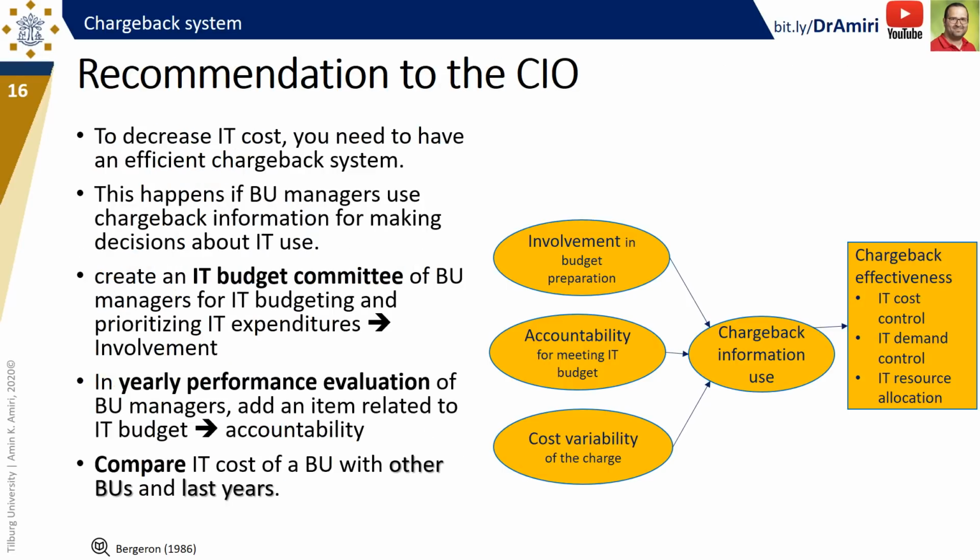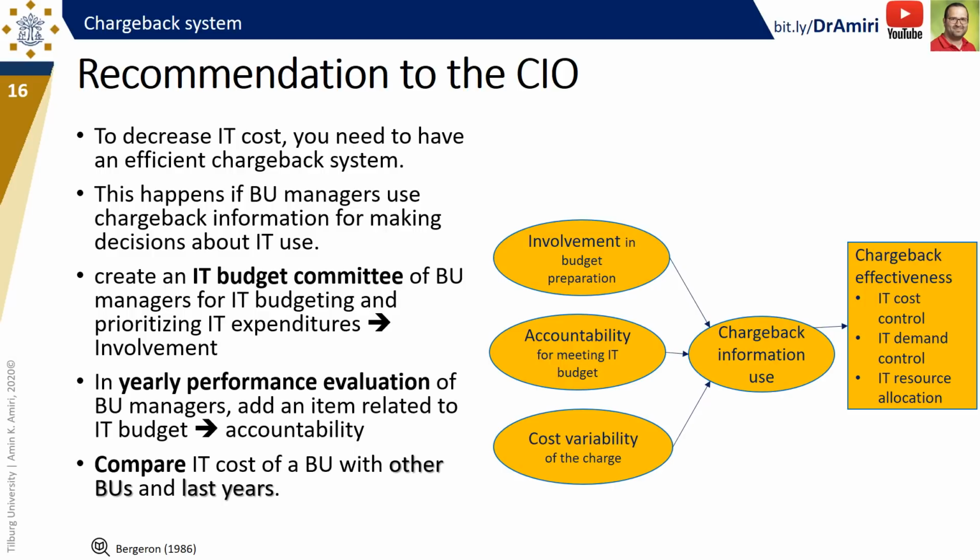So my recommendation to Jim Barton, the CIO, is that he should have an efficient chargeback system to decrease IT costs. And this happens only if the managers of different business units at IVK use the information provided by the chargeback system in their decisions. So how can I increase these three antecedents?